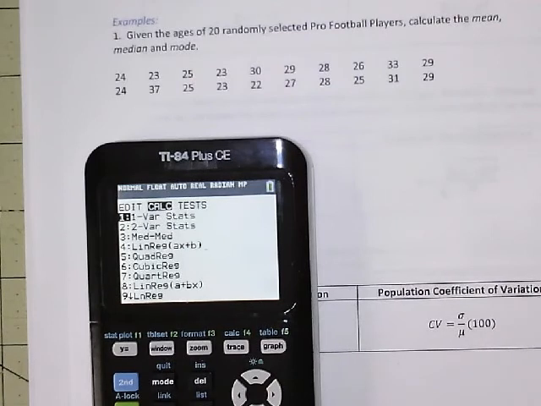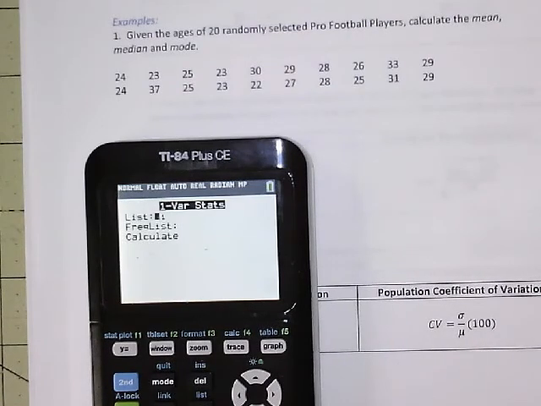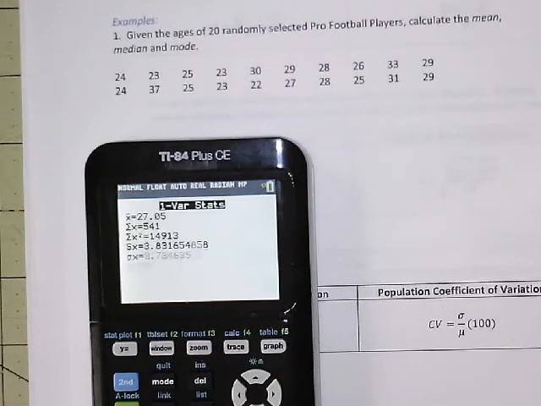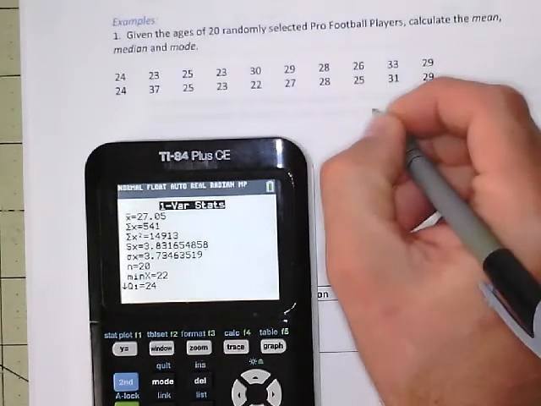Okay, so now we're going to go back to stat, calc, and we're going to do one var stats. All right, now I'm using a TI-84 plus. So if you're using the TI-84 plus, it's going to ask you for a list, a frequency list, and then calculate. So we're not doing anything with the frequency list. The frequency list would be used if we were doing a weighted average. Okay, so since we're not doing that, I'm not going to worry about that. And then just go down to calculate. And there you go.